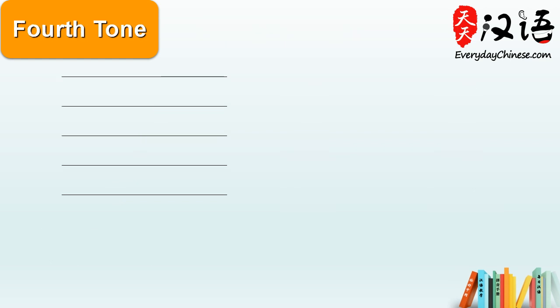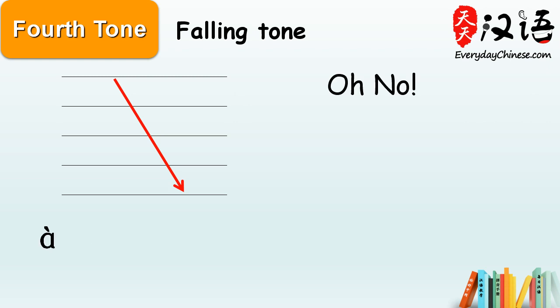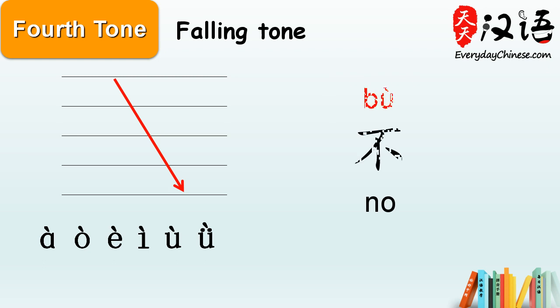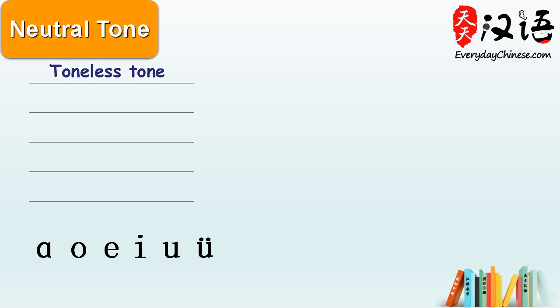The next one is the fourth tone, which is a falling tone. The fourth tone is represented by a dropping line which starts at a high pitch but sharply drops to the bottom. The fourth tone is very similar to the tone we use when we get angry, just like when we say, oh no. Now listen. À, ò, è, ì, ù, ǜ. So when you pronounce the fourth tone, imagine how you say oh no when you get angry. Let's see how we say no in Chinese. Bù, bù. That is no.